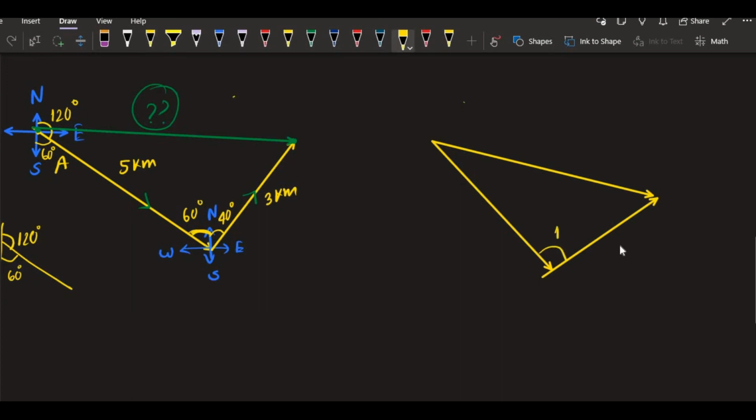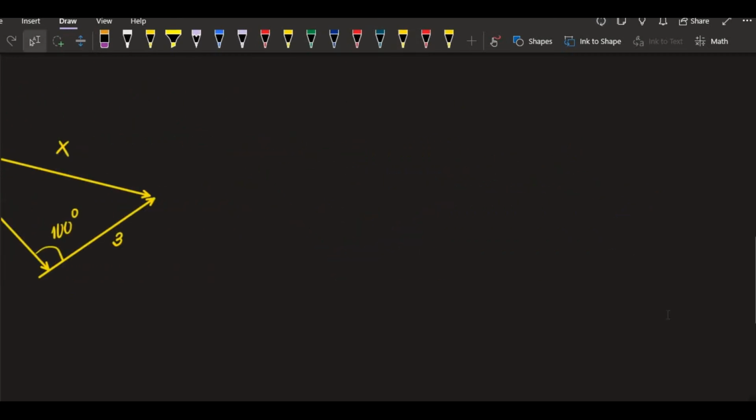So this angle is 100 degrees, right? This is 5, this is 3. We need to find this. This is unknown. Let's say this is x. Okay. So we can use the cosine rule to find this, right?